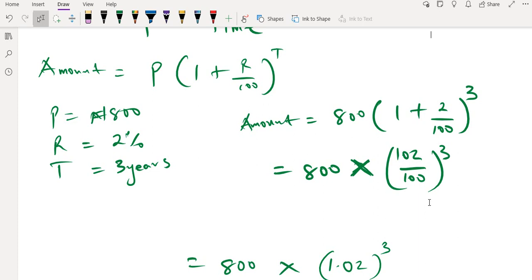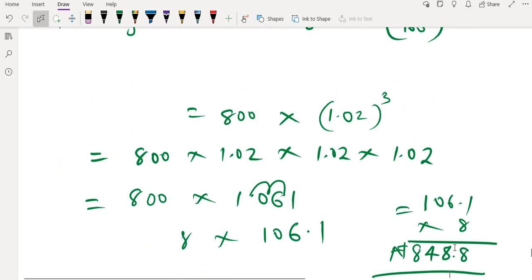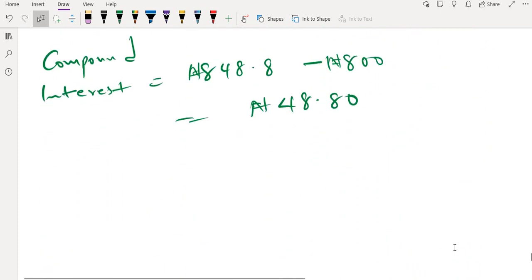Okay, so that's the formula for calculating amounts in compound interest. Now, if you want to calculate compound interest straight, in this case we have to get the amount and subtract to get it, right? We want to get the compound interest straight. So let's see the formula. We'll solve it straight.